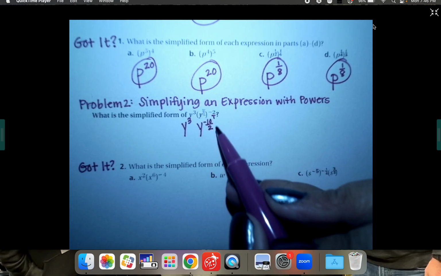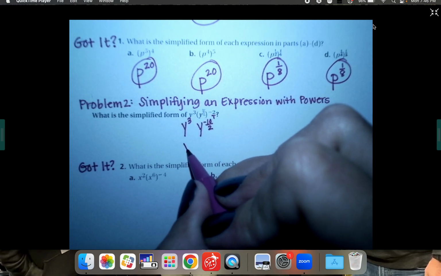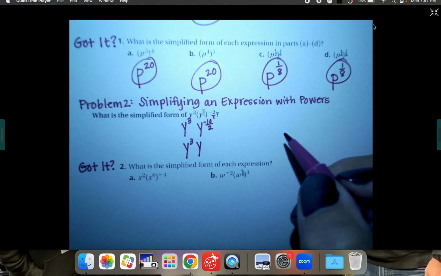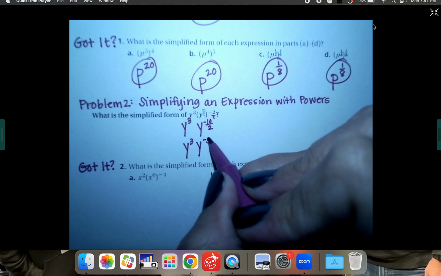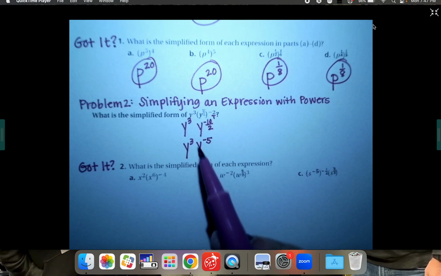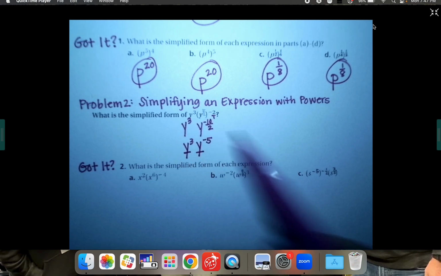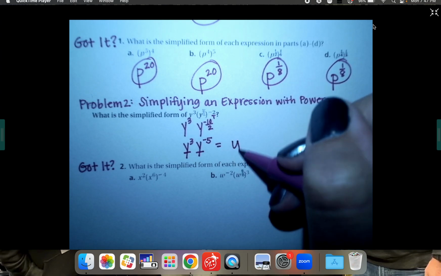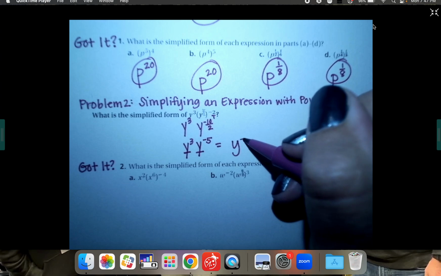Okay, so let's simplify this first. So we've got y to the third, and then if you simplify that, that's y to the negative 10 divided by 2, which is negative 5. Okay, now we've got bases that are the same. Remember this from a previous unit, so you can add exponents. So 3 plus negative 5 makes the entire answer y to the negative 2.